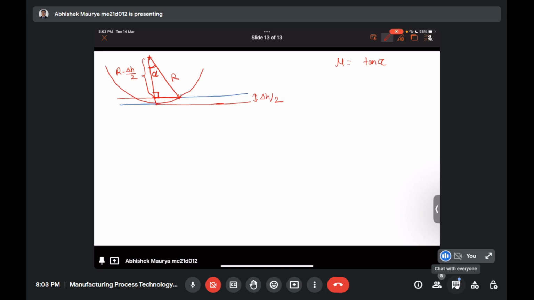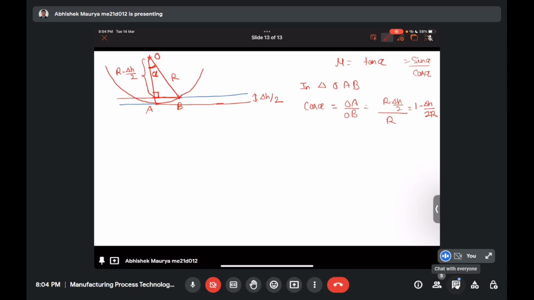So tan alpha is nothing but sin alpha by cos alpha. And let's say I am giving the name OAB to this triangle. So in triangle OAB, what is cos alpha? Cos alpha is nothing but base upon hypotenuse, or OA by OB, that is equal to R minus delta H by 2 divided by R. And if you simplify it, we will get 1 minus delta H by 2R. Okay, so cos alpha we have got this much.